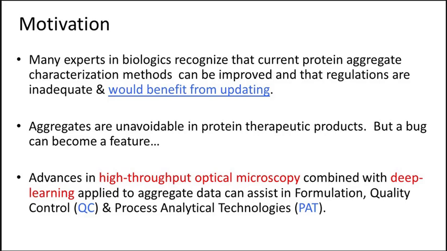Aggregates aren't supposed to exist in a product, but they always do exist. But the theme of this talk is that bug can become a feature. And what we're going to be doing is showing how high-throughput optical microscopy combined with deep learning or artificial intelligence applied to protein aggregate data can assist in both formulation, looking at container closure screening, for example, quality control, and process analytical technologies.